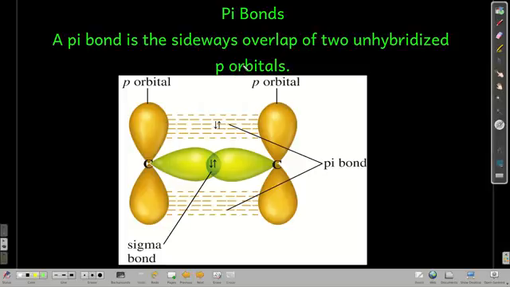Now, in a sigma bond, it's head-on overlap, and any kind of orbital can overlap with any other kind of orbital. But a pi bond has to be a p orbital, and it has to overlap sideways. Pi bonds are weaker than sigma bonds.